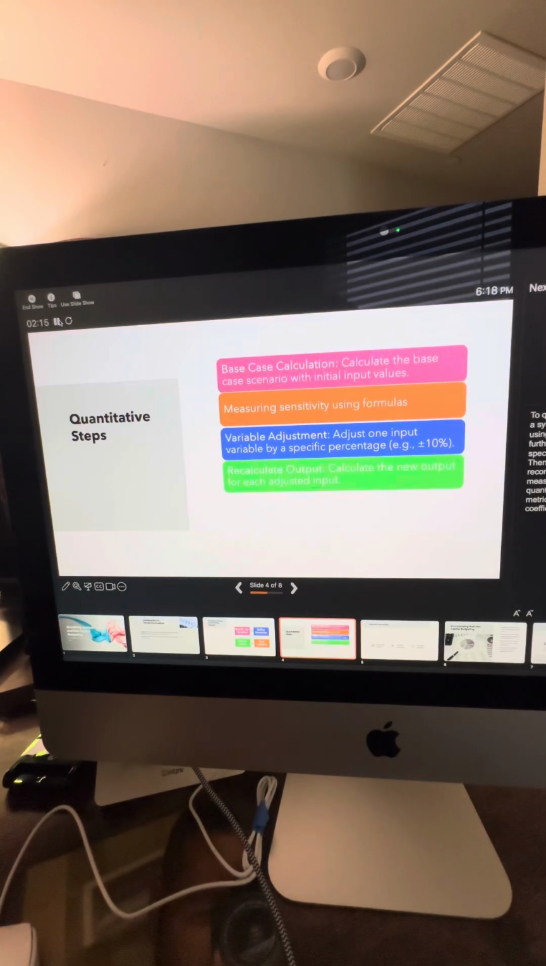Finally, apply sensitivity formulas to measure the impact of each variable adjustment on the output, quantifying the degree of sensitivity. This may involve calculating metrics such as percentage change, elasticity, or regression coefficients.